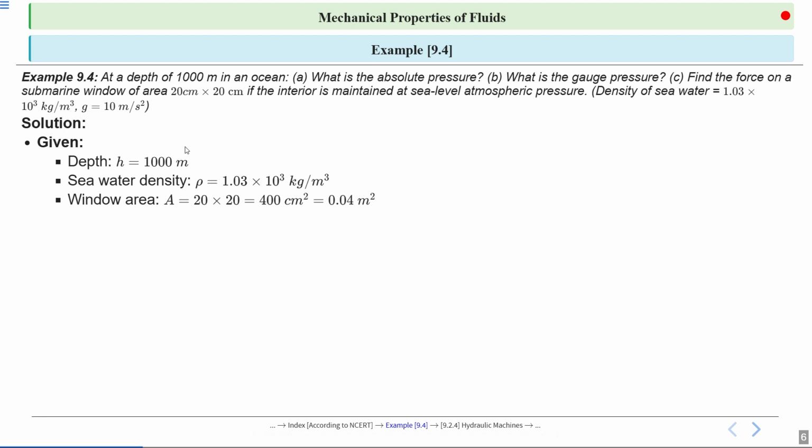Here we need to convert centimeter square to meter square. Alright, so by dividing 100 and 2 times 100, it will be 0.04 meter square. Alright, so acceleration due to gravity, g equal to 10 meter per second square. Alright, atmospheric pressure Pa equal to 1.01 into 10 raised to the power 5 Pascal.